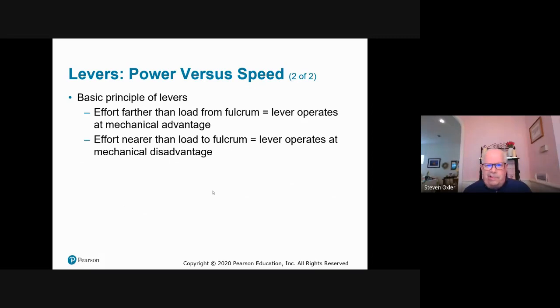The basic principles of levers: if the effort is farther than the load from the fulcrum, the lever operates at a mechanical advantage. If the effort is nearer than the load to the fulcrum, the lever operates at a mechanical disadvantage. This is a power lever. This is a speed lever.